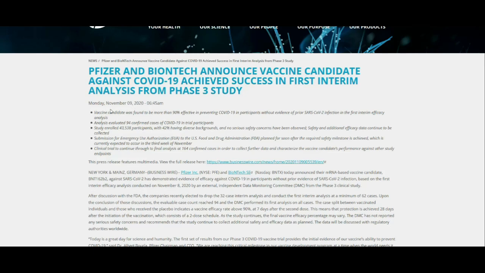Okay, so on November 9th, which is, I'm recording this, was yesterday, Pfizer and BioNTech announced that they had a vaccine candidate against COVID-19. And so I am going to go through some of the biochemistry of COVID-19 and talk about how this vaccine, which is called BNT162b2, is supposed to work.